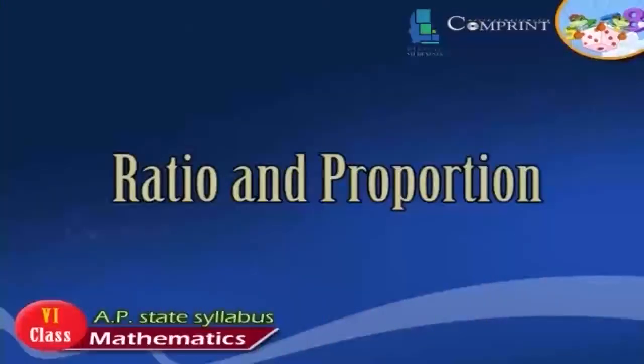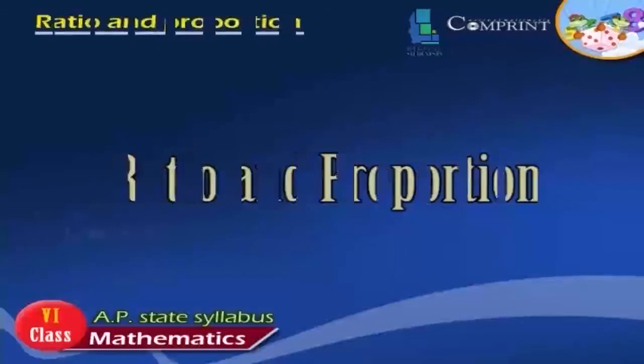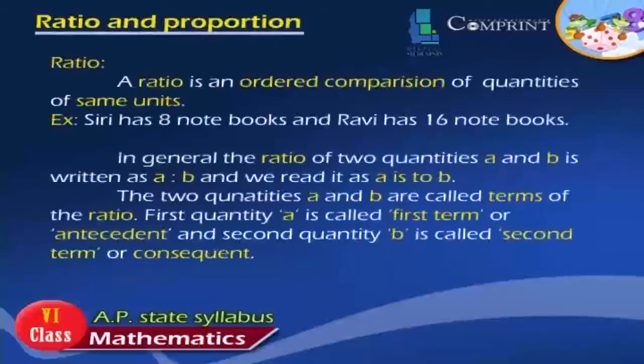Ratio and proportion. Ratio. A ratio is an ordered comparison of quantities of the same units. Example, Siri has 8 notebooks and Ravi has 16 notebooks.